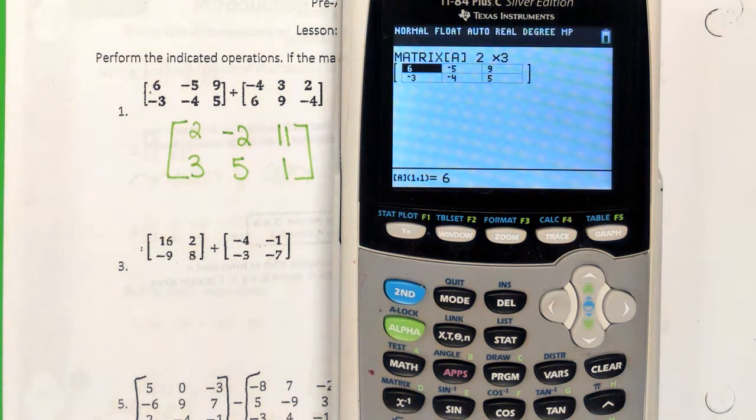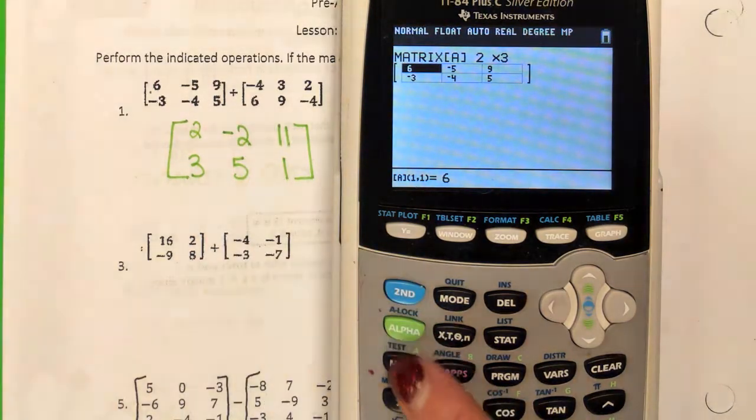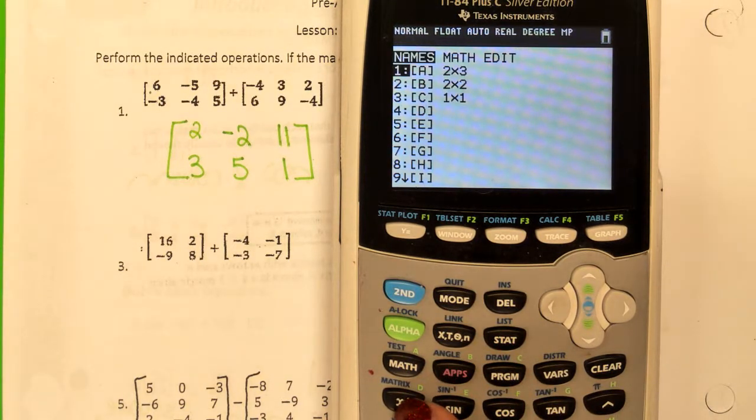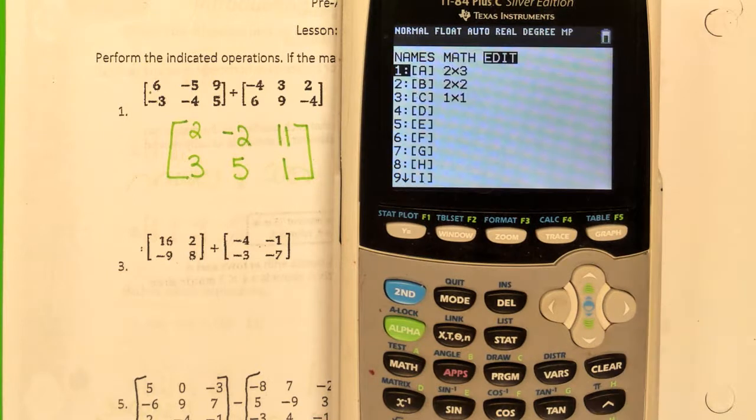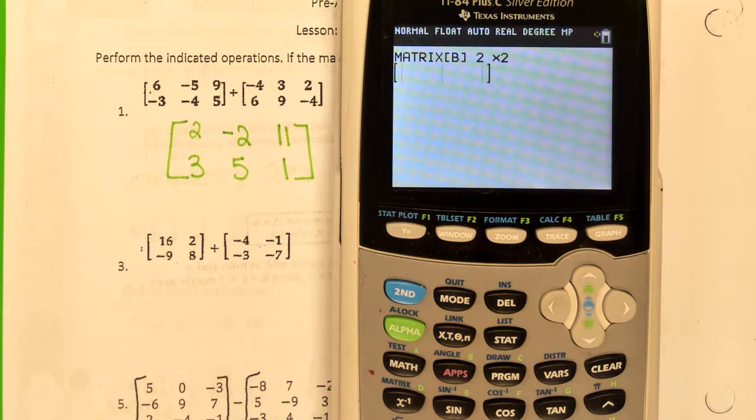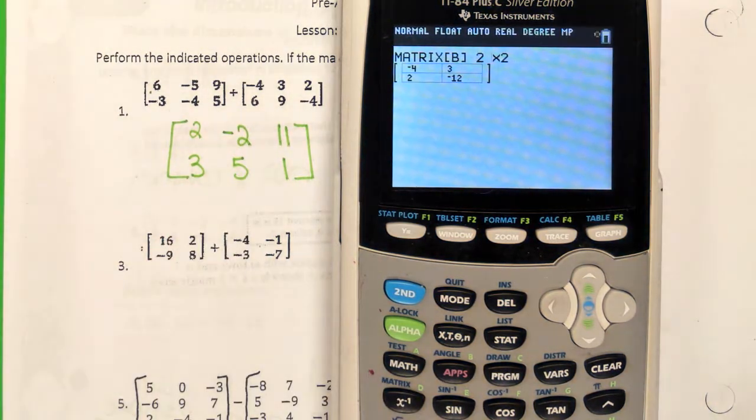Watch when we do the next one. Because now we have to put in the other one. So we're going to go back to matrix, which is in blue, and hit second matrix. And we're going to go over to edit. But we are not going to edit the first one. We're going to go to number 2. Hit the down button for number 2, then hit enter. What's the size of the second one? 2 by 3. So 2 enter, 3 enter.